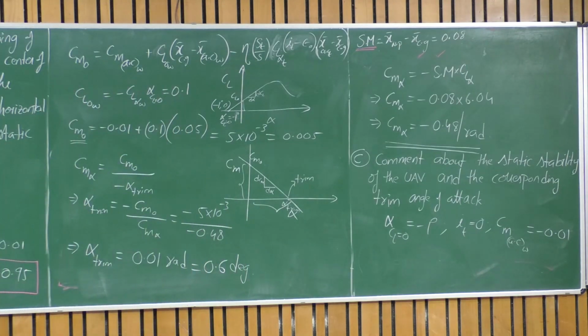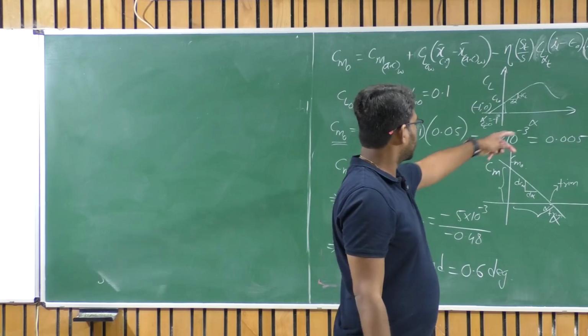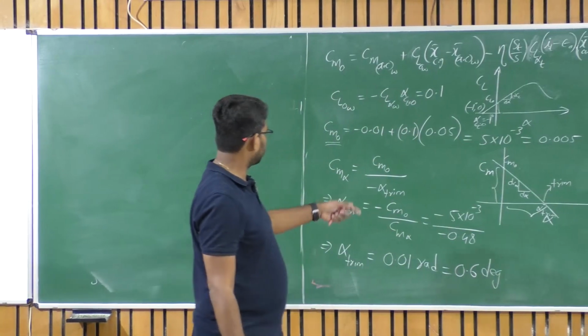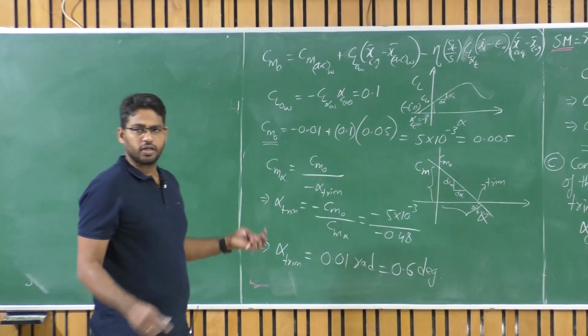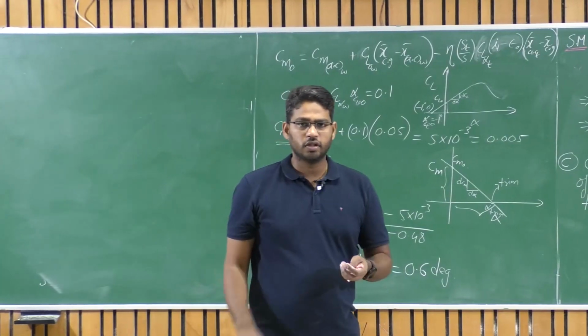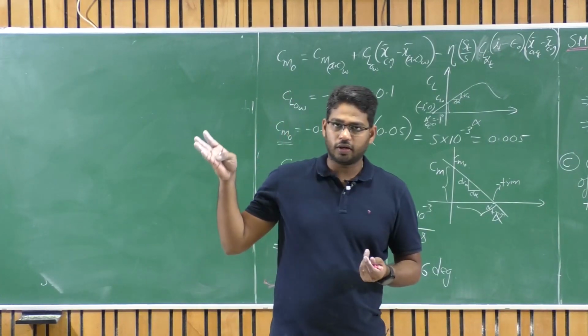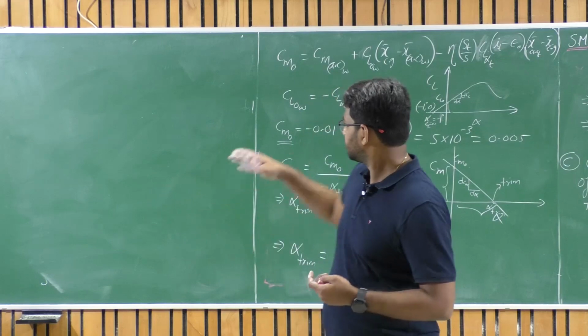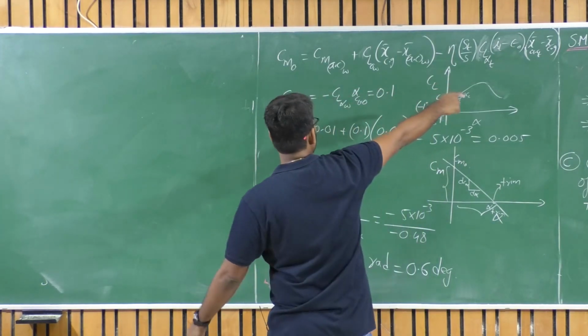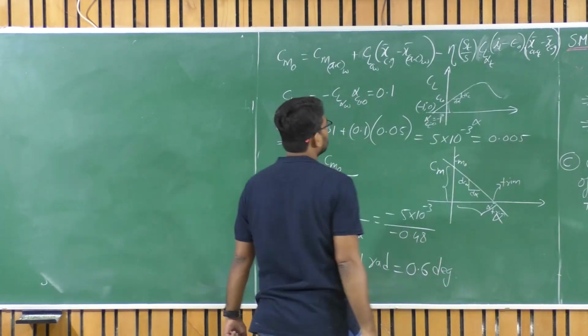So i_t is not going to affect the stability of the aircraft, right? Cm alpha is not getting affected because of i_t. If you look at the equation, Cm alpha is not affected by i_t. What i_t is going to help is Cm naught. If you look at this equation, we have i_t here.